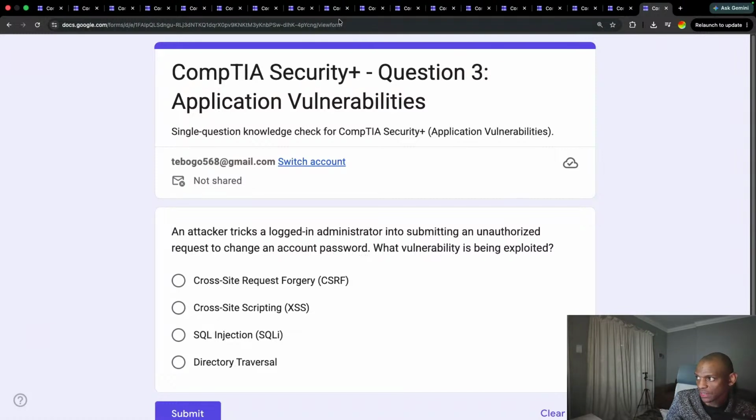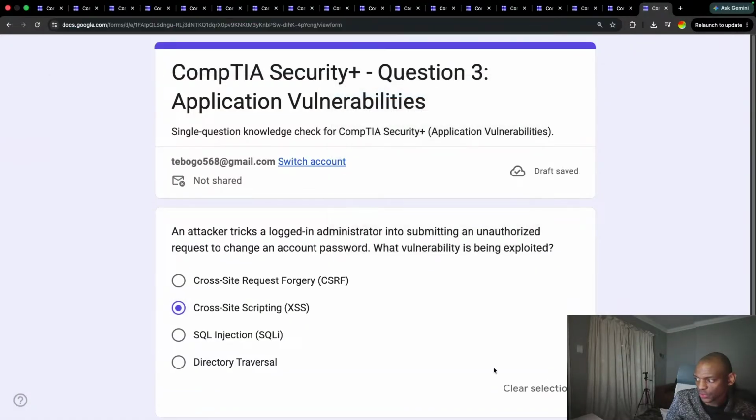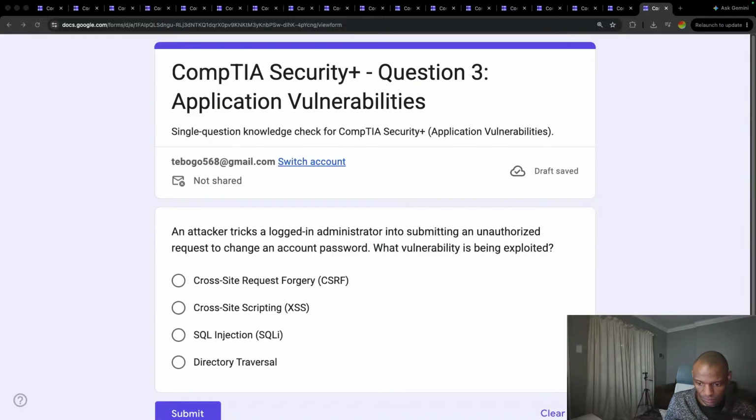Okay, let me share the link and then you can choose the option which you think is the right answer. I'm going to share the link here. Okay, I just shared the link. Try and click open that link so that you can answer the question.